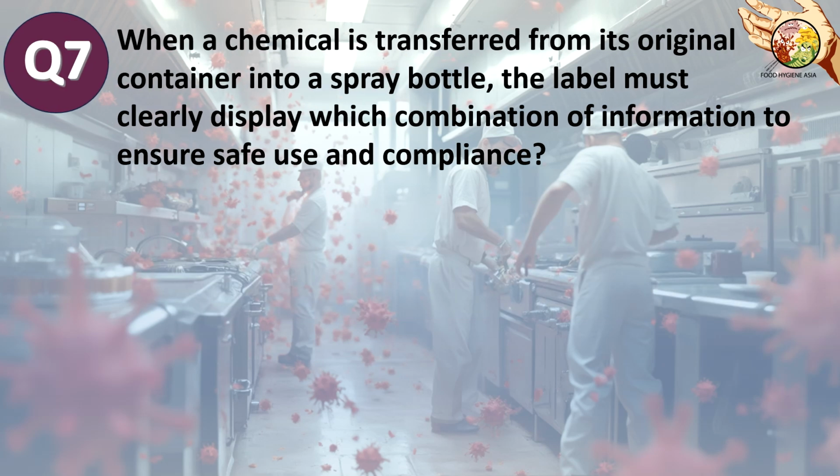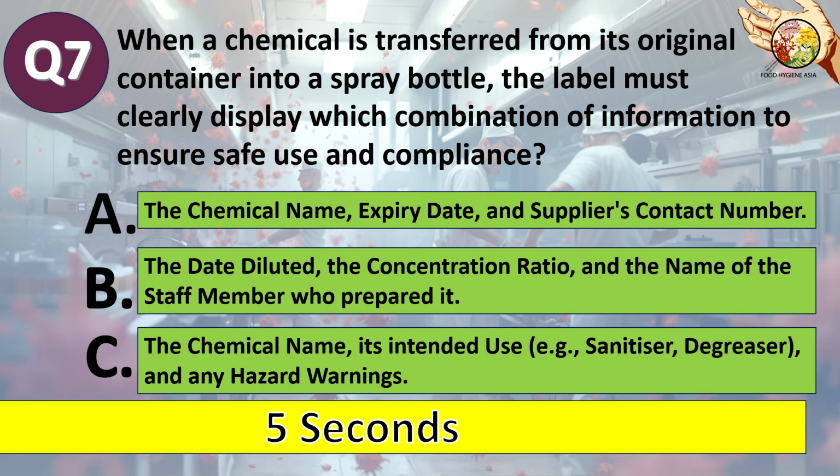Question 7. When a chemical is transferred from its original container into a spray bottle, the label must clearly display which combination of information to ensure safe use and compliance. A. The chemical name, expiry date, and supplier's contact number. B. The date diluted, the concentration ratio, and the name of the staff member who prepared it. C. The chemical name, its intended use, e.g., sanitizer, degreaser, and any hazard warnings.